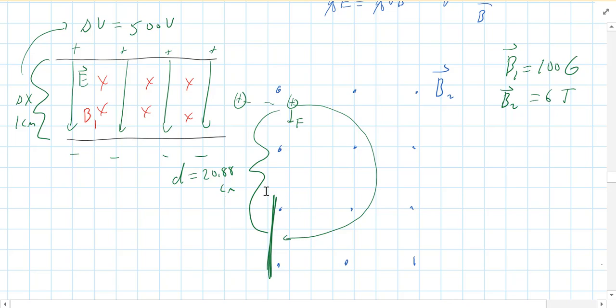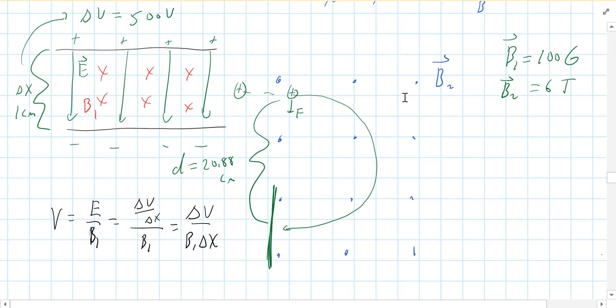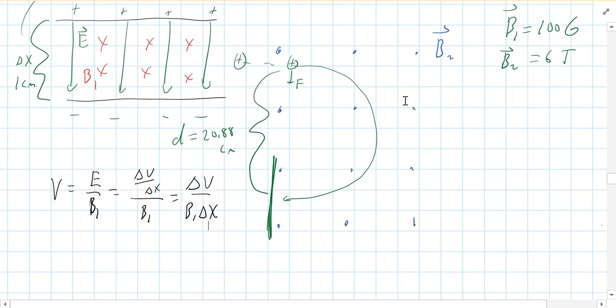So the first thing I'm going to do is the velocity selector equation. The velocity is going to be E over B1, and the E is the change in voltage over delta X, and then divided by B1. So our velocity is the voltage divided by B1 delta X. Now, I'm not even going to plug numbers in. You can plug numbers in and get the velocity of these little guys. We're not going to need that.